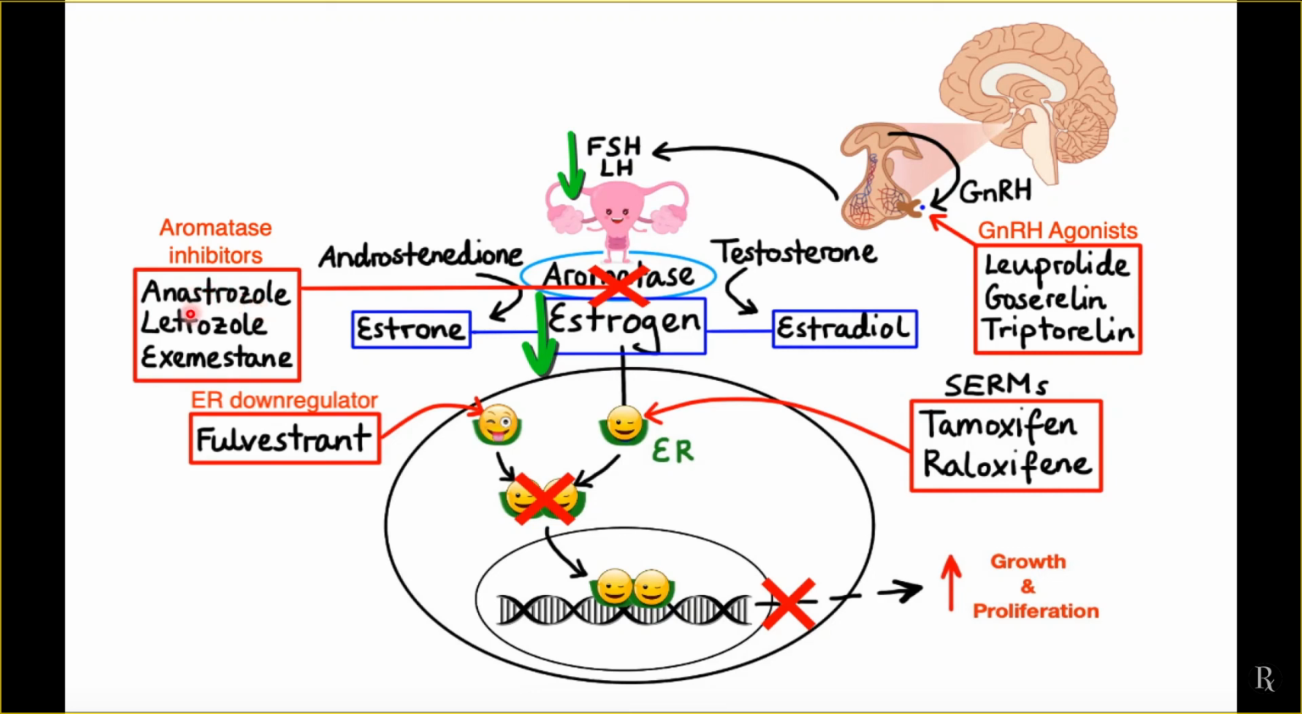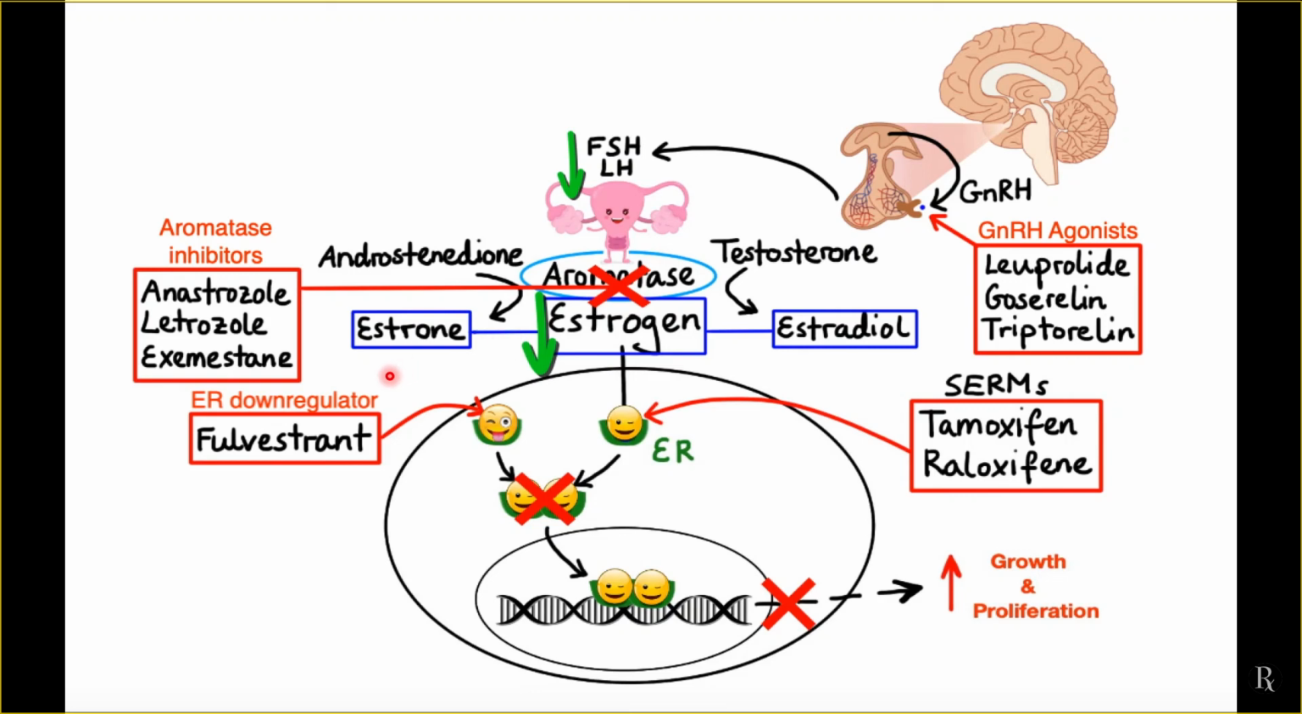Then we can block the production of the estrogens, that is aromatase inhibitors, anastrozole, letrozole, and exemestane. These drugs inhibit the enzyme aromatase that produces estradiol from testosterone and estrone from androstenedione. And estrone and estradiol are the main estrogens that affect a woman's body. Estradiol is mostly produced in non-pregnant, while estrone is mostly produced in pregnant women. Both are produced by the ovaries.